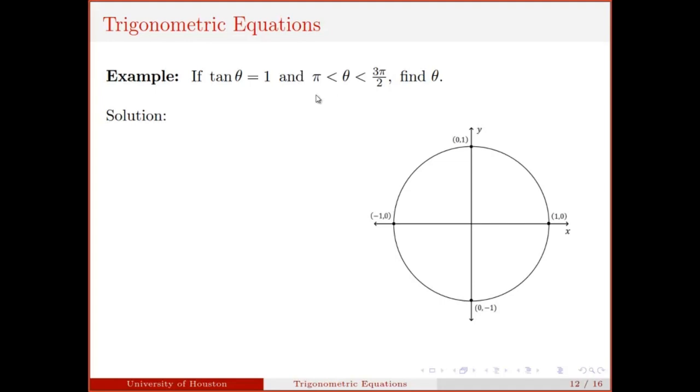Note that the range of values pi to 3 pi over 2 corresponds to quadrant 3 on the unit circle. Since tangent theta equals 1 and tangent theta is y over x, we're looking for the point on the unit circle in quadrant 3 for which y over x equals 1. This means y equals x, and there is only one point in quadrant 3 for which this is true, namely this point, which corresponds to theta equals 5 pi over 4. Therefore, there is only one solution of the given problem, which is theta equals 5 pi over 4.